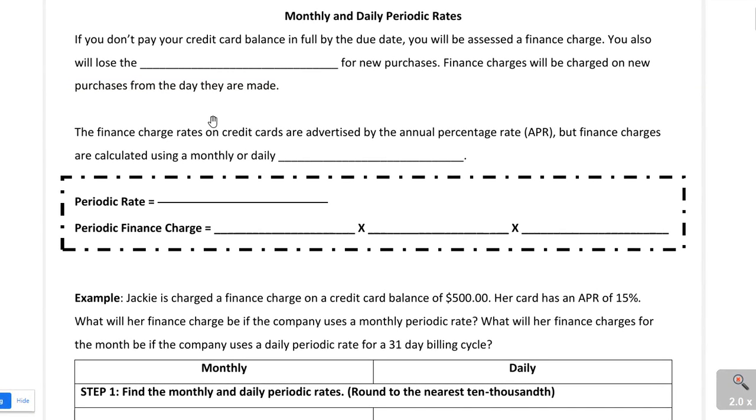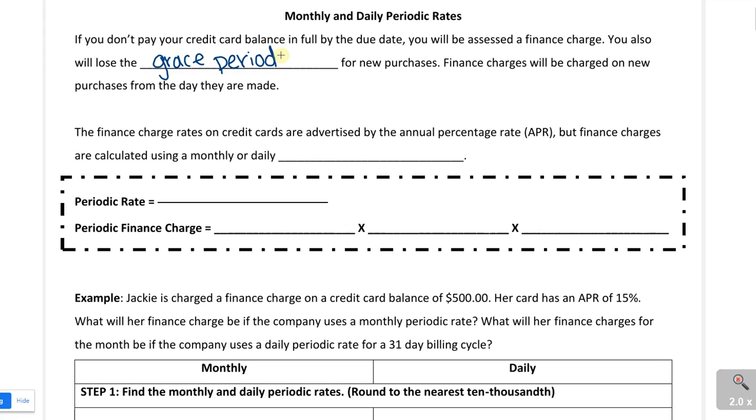Today, we're going to be looking at credit card finance charges. If you do not pay your credit card balance in full by the due date, you will be assessed a finance charge. You will also lose the grace period for new purchases. Finance charges will be charged on new purchases from the day that they are made.